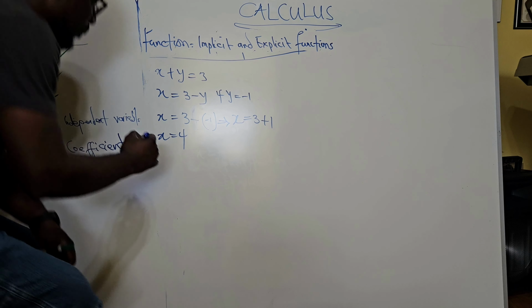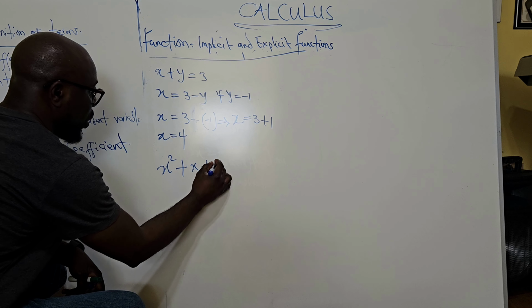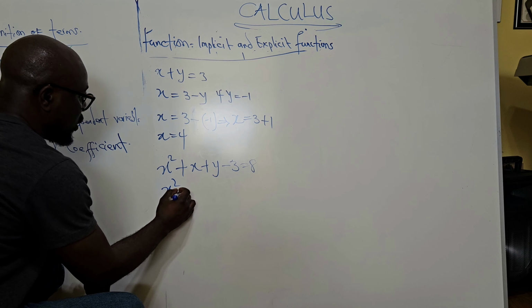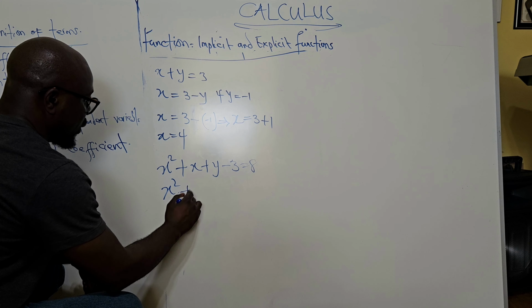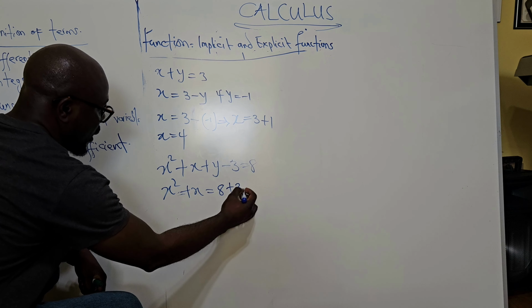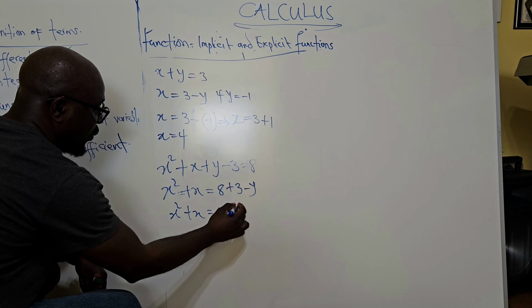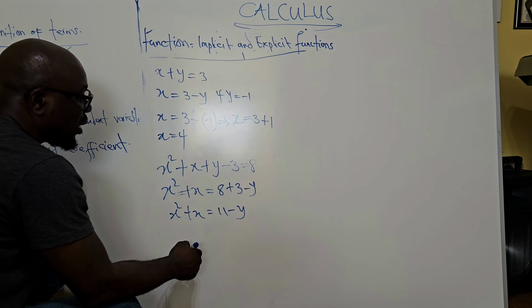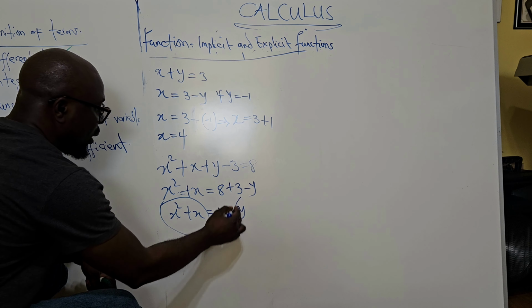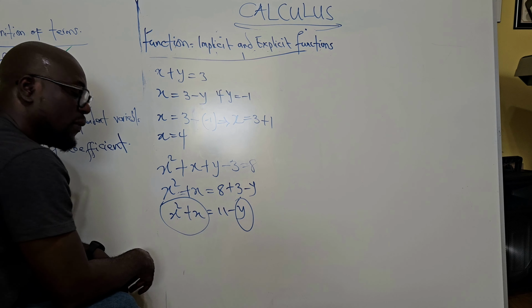Take, for example, you have x squared plus x plus y minus 3 is equal to 8. And then you rearrange this to be x squared plus x is equal to 8. You take this to the other side, plus 3, and this to the other side, minus y. So you have x squared plus x is equal to 8 plus 3 is 11, 11 minus y. So you say which one is the dependent variable and which one is the independent variable. This is the dependent variable and this is the independent variable, because depending on the value of y, we can find the value of x squared.